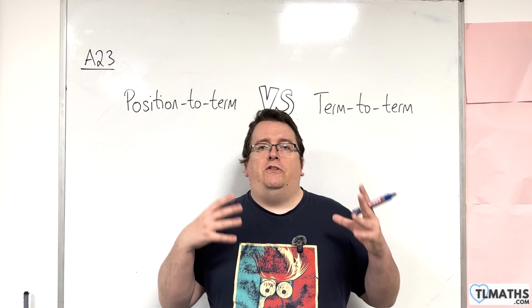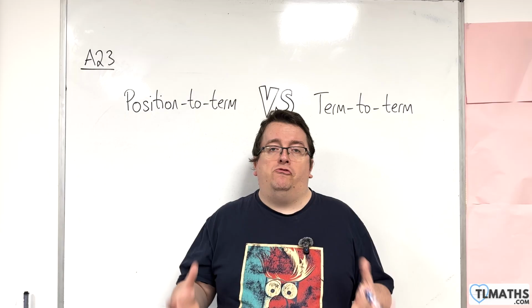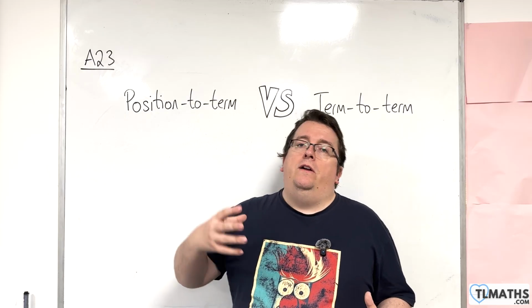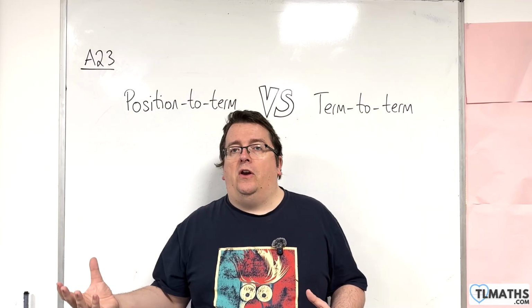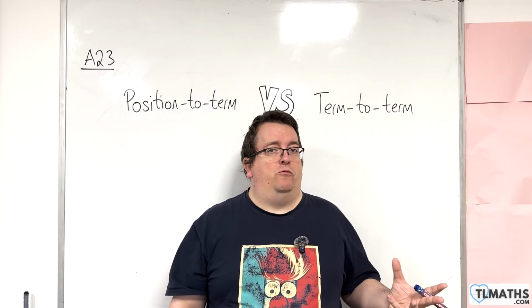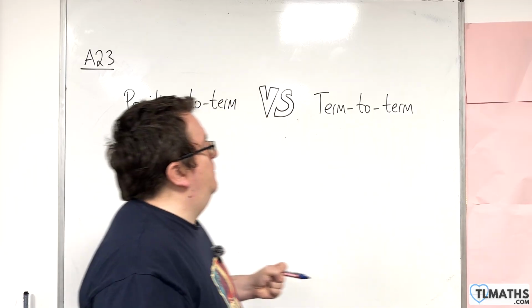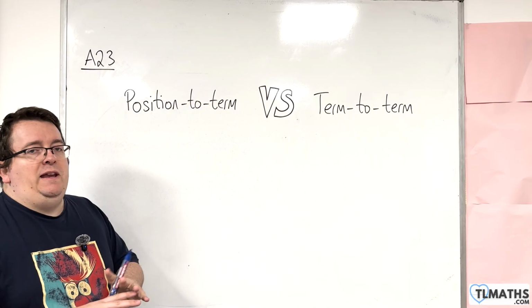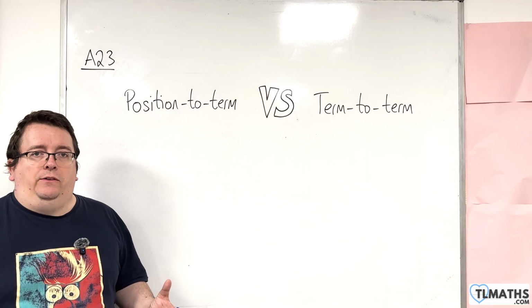So essentially, there are two main ways that we describe sequences. We either talk about a position to term rule or a term to term rule. Okay? Now, in this video, I want to explain what we mean by the difference between those two things.